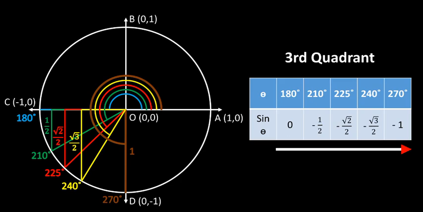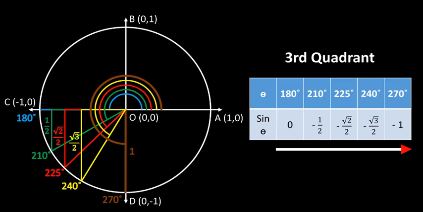The vertical red line is equal to half of square root of 2 and it is directed toward negative y-axis as well. So sine of 225 degrees is equal to minus square root of 2 by 2. Similarly, sine of 240 degrees is equal to minus half of square root of 3, and sine of 270 degrees is equal to minus 1.